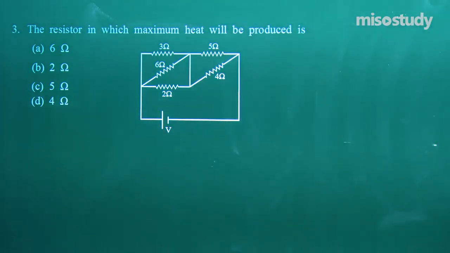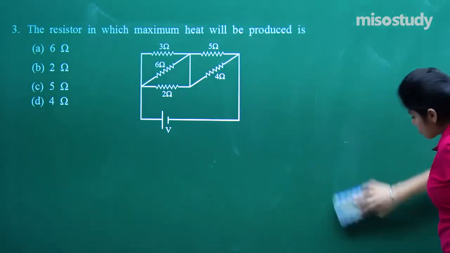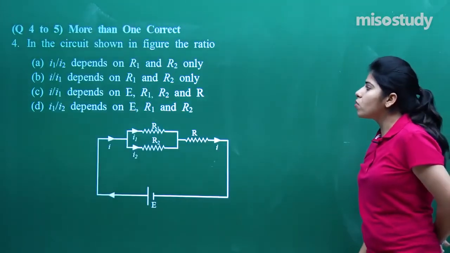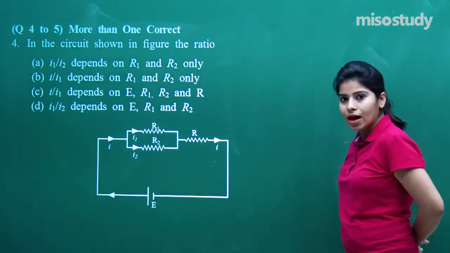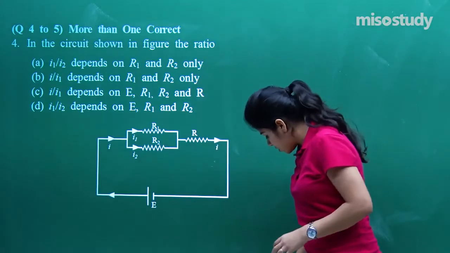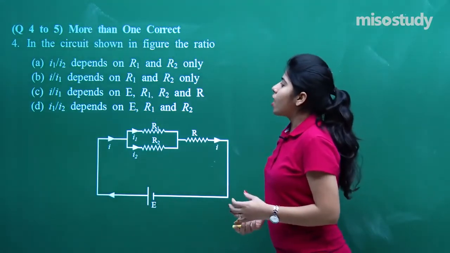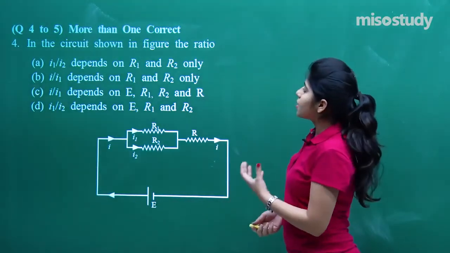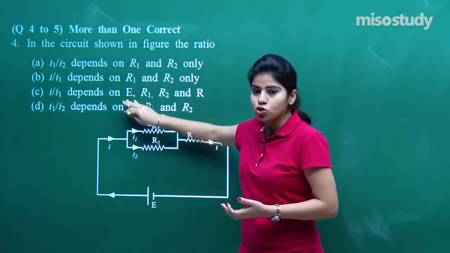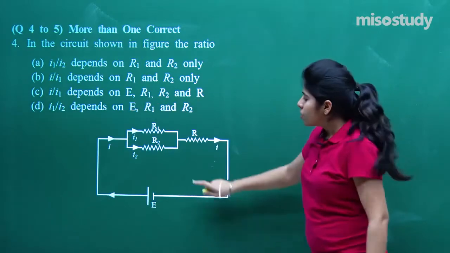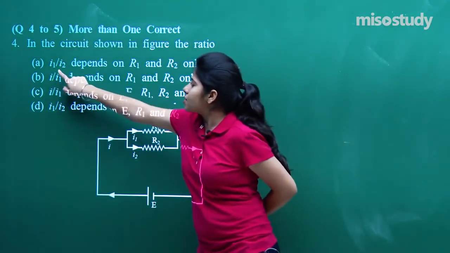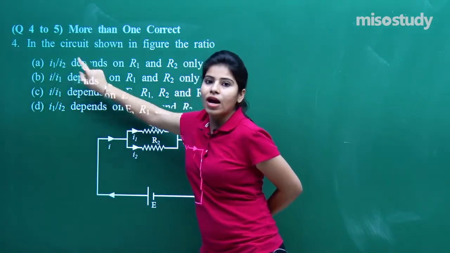Okay. So I can see that questions number 4 to 5 are in the category of more than one correct type answer, right? In the question we have been given a circuit, and we have to find the ratio and tell whether the statement is true or not, right? In this complete circuit, they are asking us to find I1 upon I2.